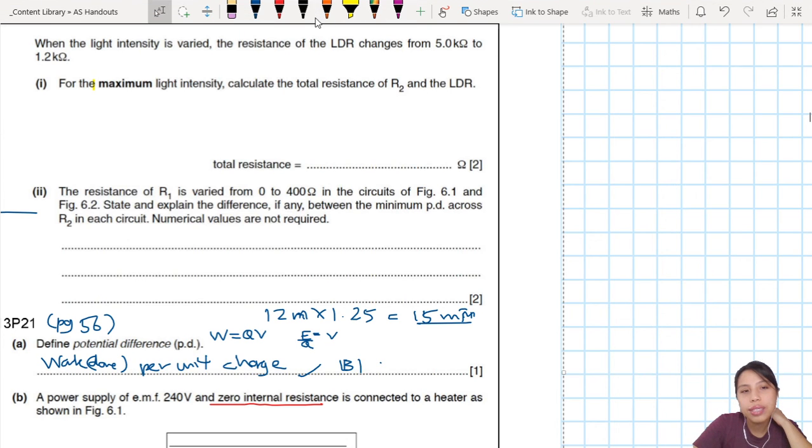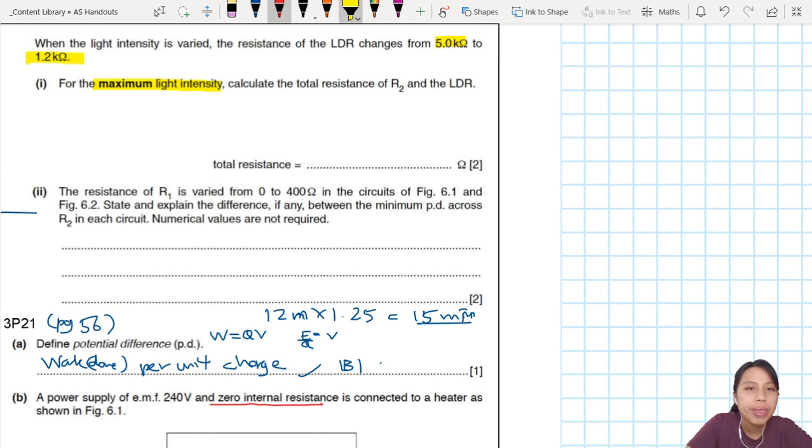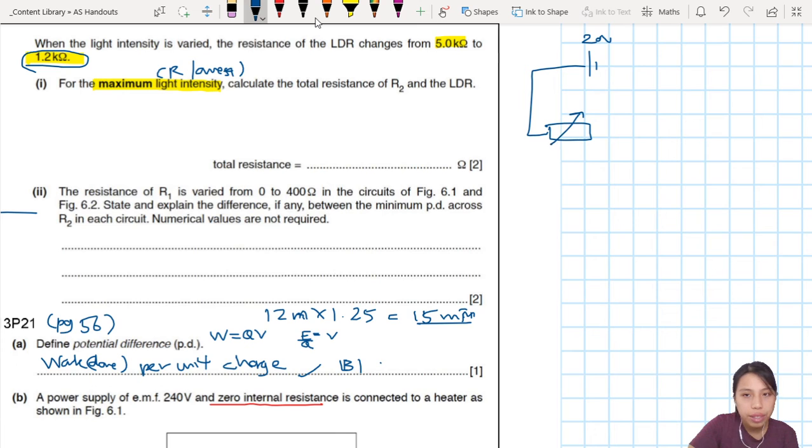Maximum light intensity, which one is that? Is it 5 kilo ohm or is it 1.2 kilo ohm? Think about that. Maximum light intensity means it's very bright. Very bright means your R is at its lowest. So R lowest, you see, 1.2 kilo ohm. So this is the one. If I redraw the circuit here, it's going to look like this: 20 volts, the variable resistor, and the LDR, which is now at 1.2 kilo ohm, and then of course the other resistor down there. Connect and go back.